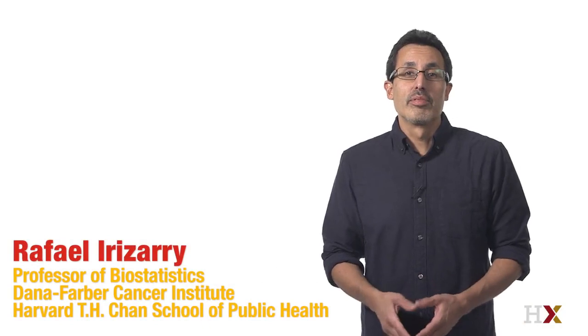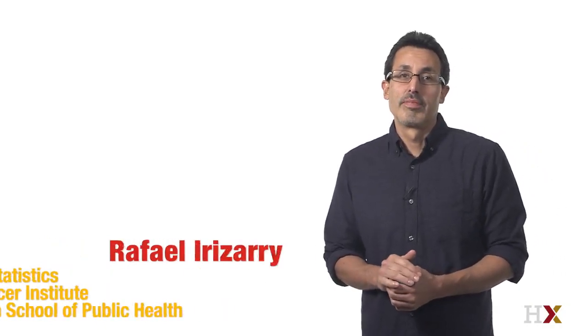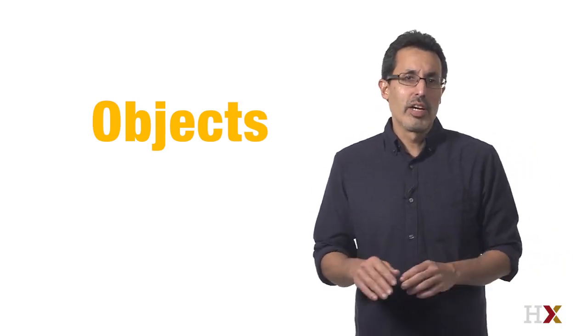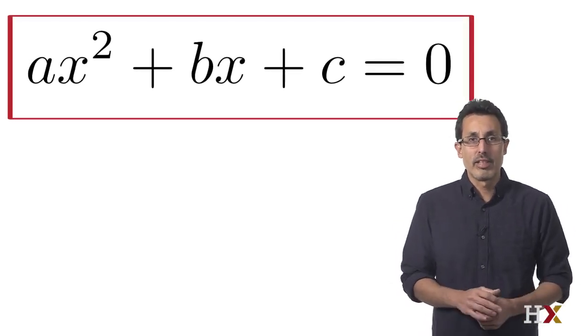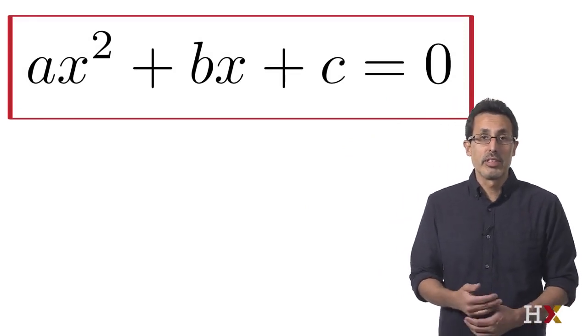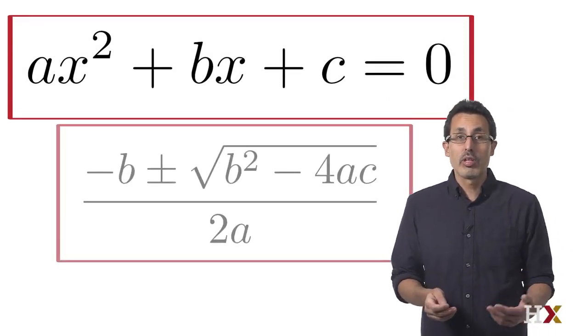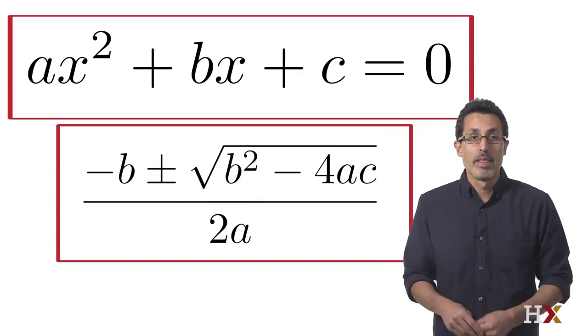Before we get started with a motivating data set, we need to cover the very basics of R. I'm going to start with objects. And I'm going to use a very simple example here. Suppose a high school student asks us for help solving several quadratic equations of the form ax squared plus bx plus c equals 0. We know the quadratic equation gives us the solution, shown here.